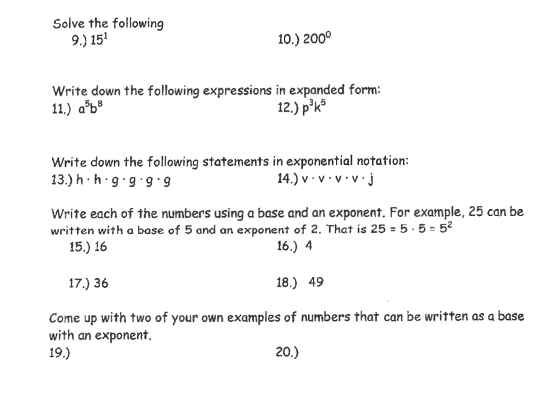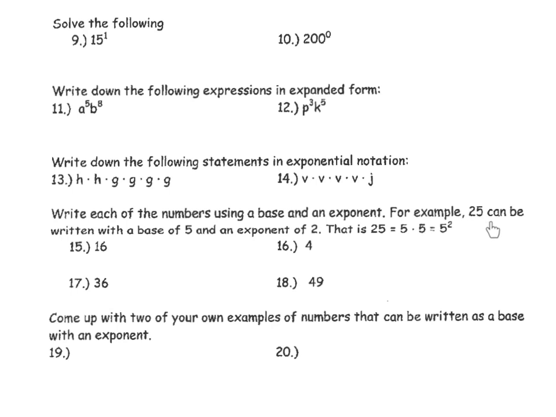Now at this time, you're going to complete numbers 9 through 20 on your own. Let's read through the directions. First one, solve the following. Then you're going to write down the following expressions in expanded form. Expanded form means using multiplication. For 13 and 14, you write down the following statements in exponential notation. That means using exponents. Then you're going to write each of the numbers using a base and an exponent.